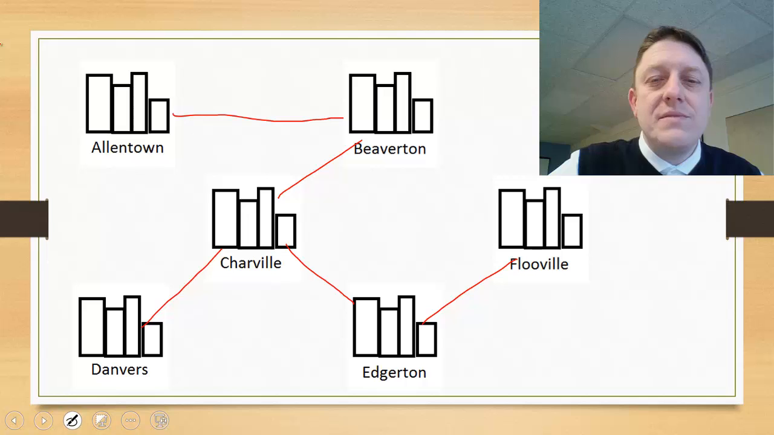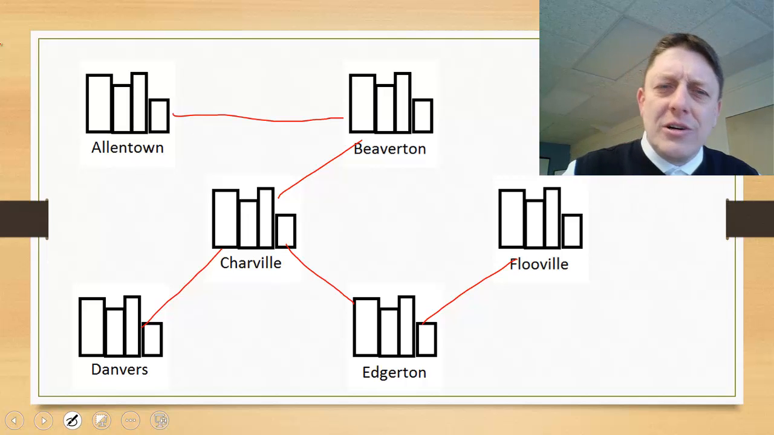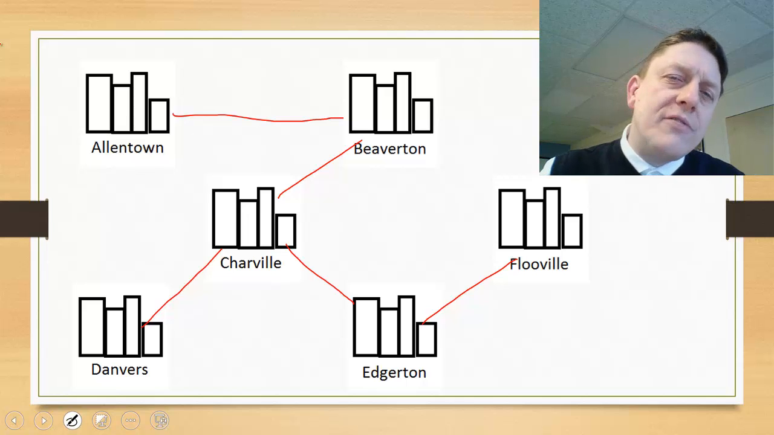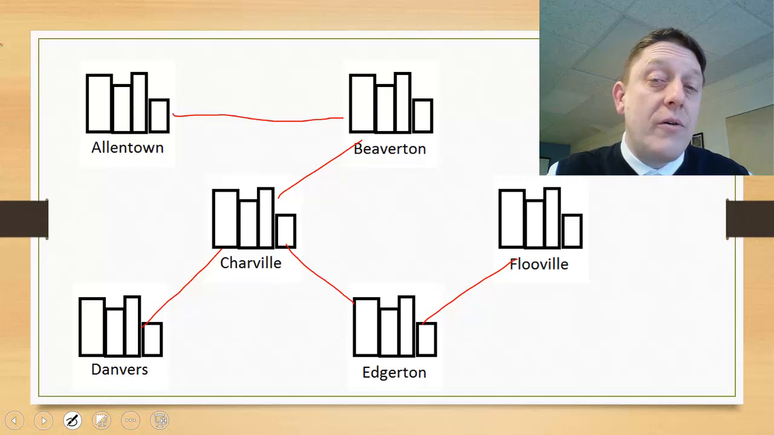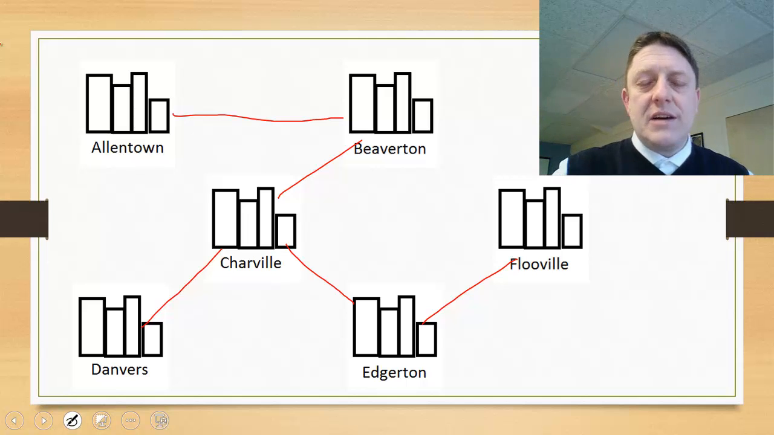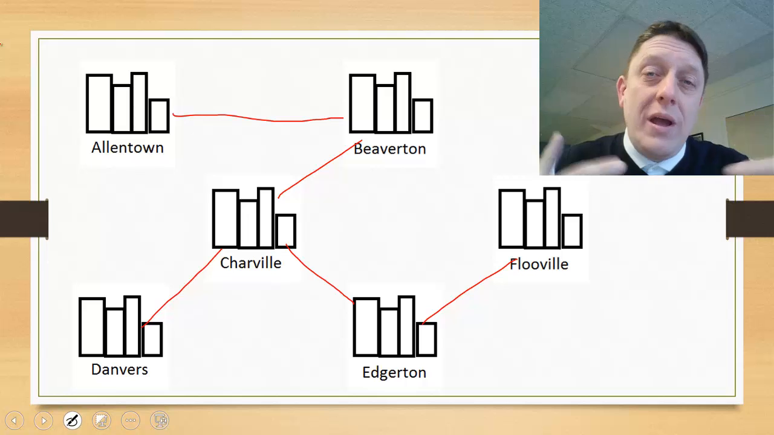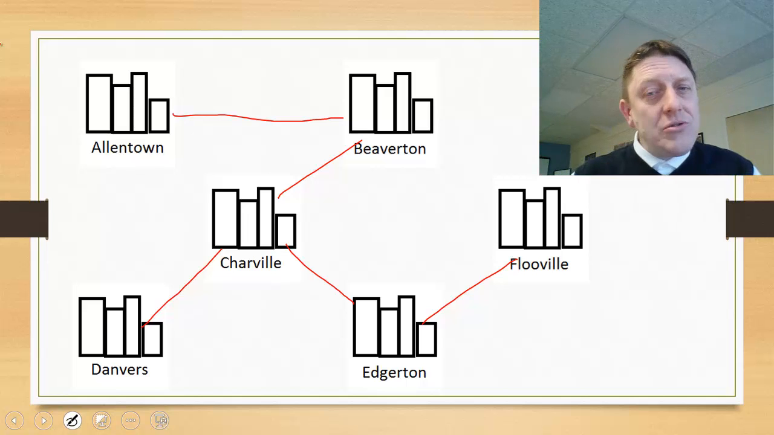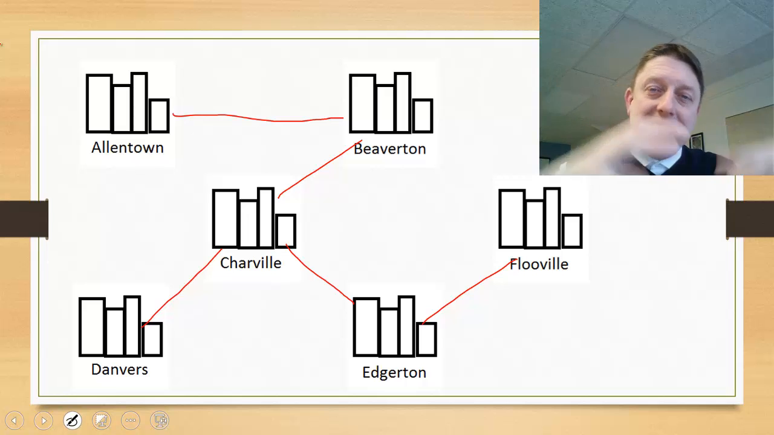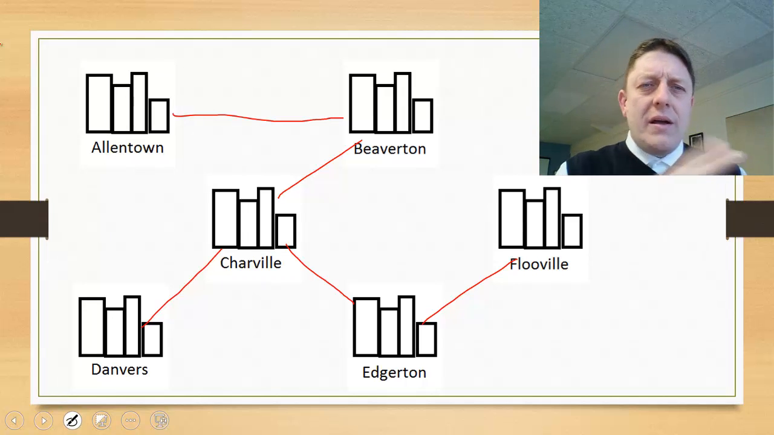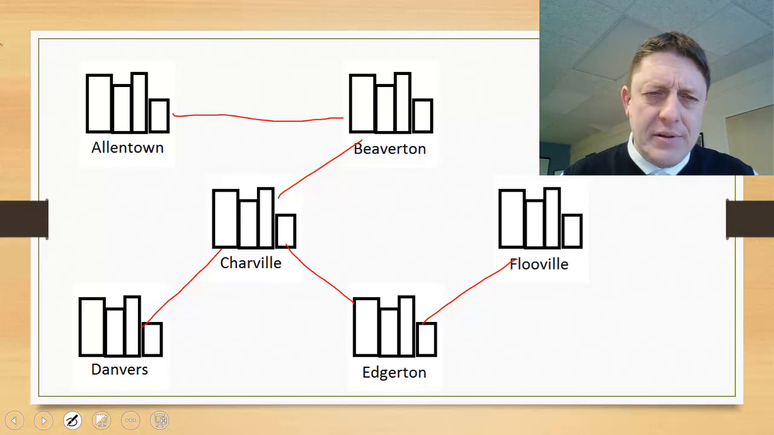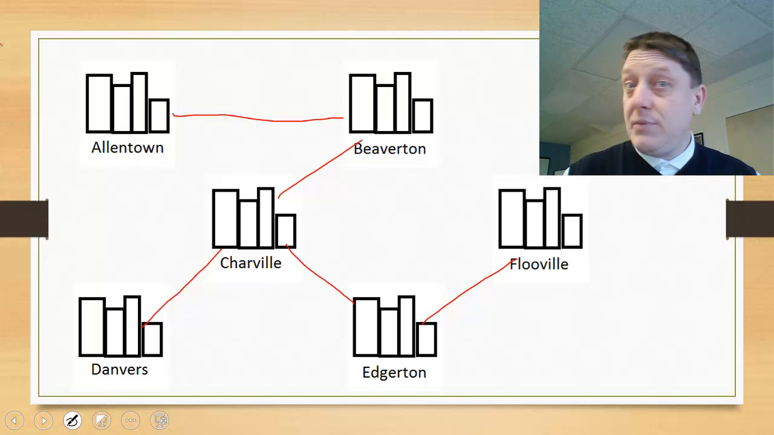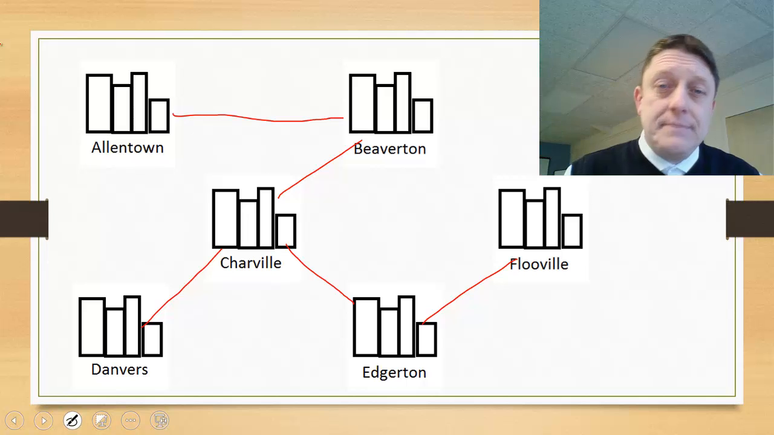Edgerton can exact whatever terms it wants if the Fluvillians want to get their goods to everyone else in the six-town area. Charville is doing a lot better. It has an advantage over Beaverton and Edgerton. It has many different towns that it can work with. Well, why does Charville have the best negotiating position? Because it's in between the most of the other communities. This notion of maximum betweenness, that it stands between all these other communities when there are roads along which trade might happen, is the very idea behind betweenness centrality as an important concept.